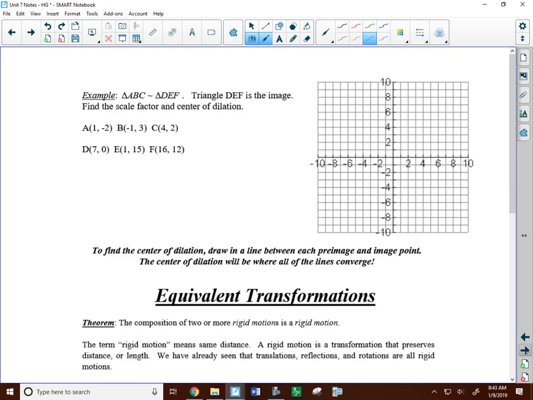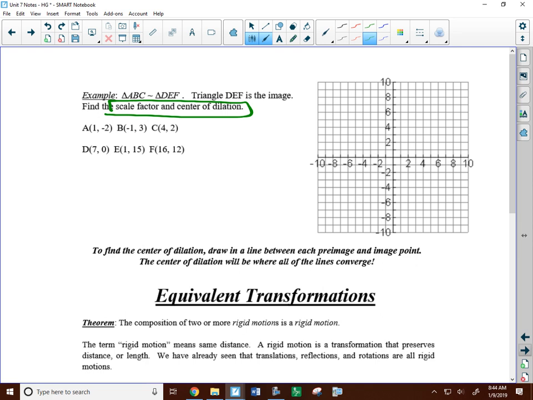Last one, let's flip it over. I really like this type. These triangles are similar. Triangle DEF is the image. So this one is kind of the complete opposite of the last one. Instead of trying to find one of the new triangles, they give you both triangles, but they say what was the scale factor and what was the center of dilation.